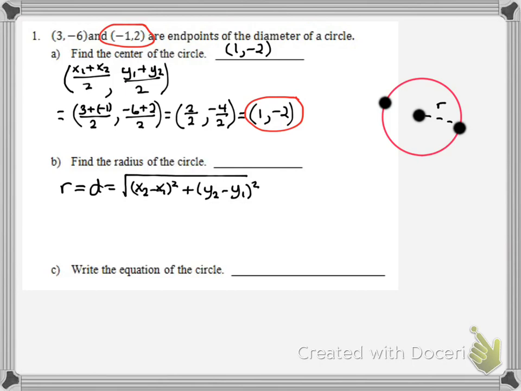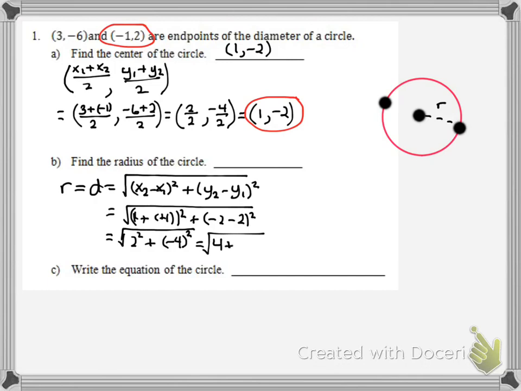So we are using the points I've circled. I'm going to do 1 minus -1, that gets squared. For the y's, I have -2 minus 2, that will also get squared. So just be careful with your signs. 1 minus -1, that becomes a plus, so that becomes a 2 squared. -2 minus 2 becomes a -4, that gets squared. When you square 2, 2 times 2 is 4. When you square -4, -4 times -4 is positive 16, so we end up with the square root of 20.